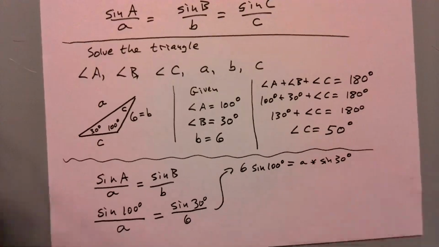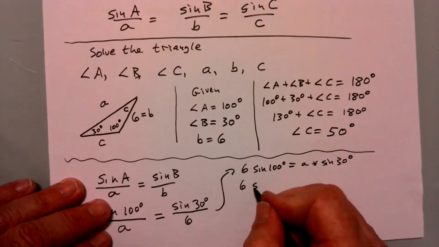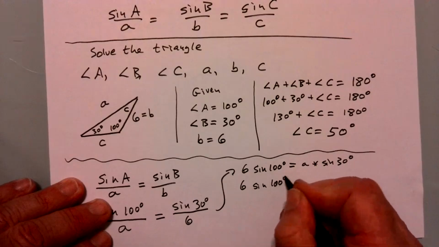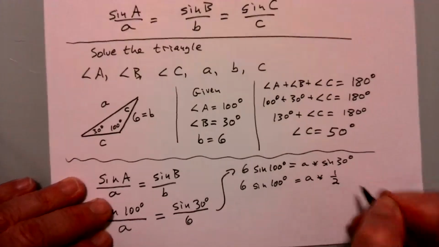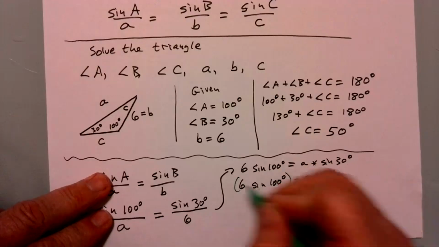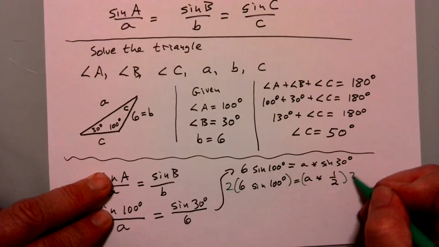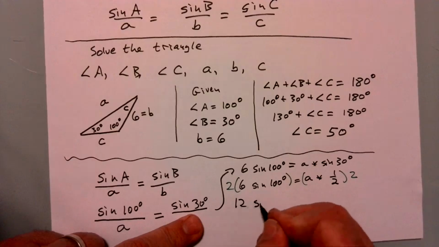And my goal is to solve for a. Well, I happen to know what sine 30 is. It's a half. Might as well use that. So we'll say 6 times sine of 100 degrees is a times a half. So to solve for a, multiply both sides by 2, multiply the left side by 2, multiply the right side by 2, and I have a. What do we get? We get 12 sine 100 degrees equals a.